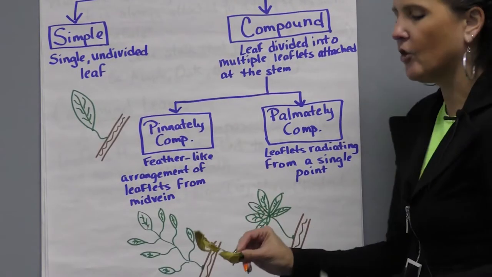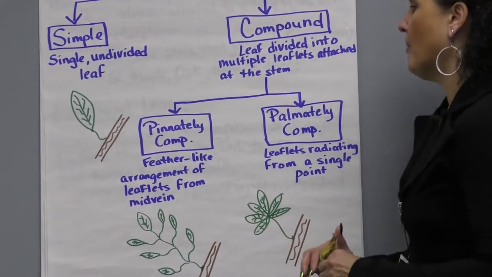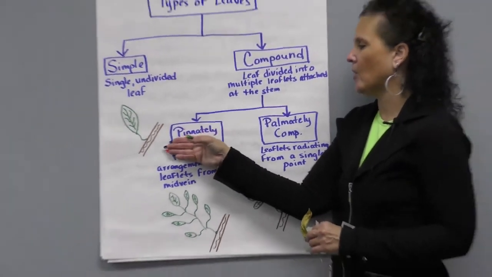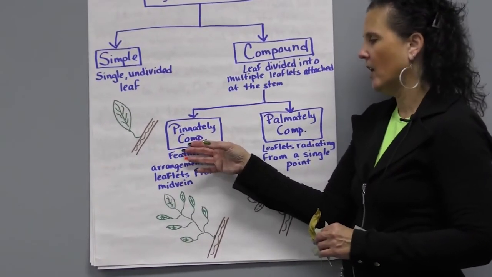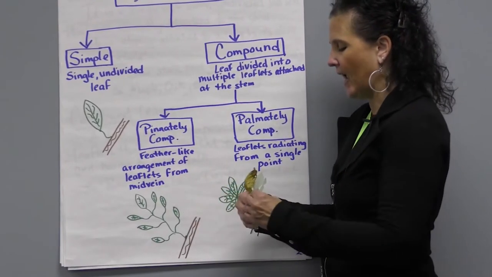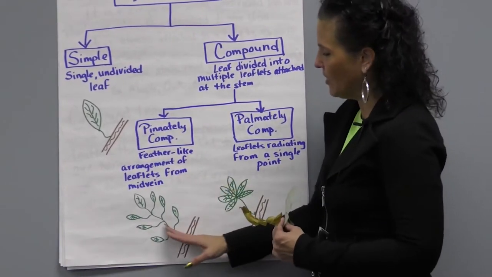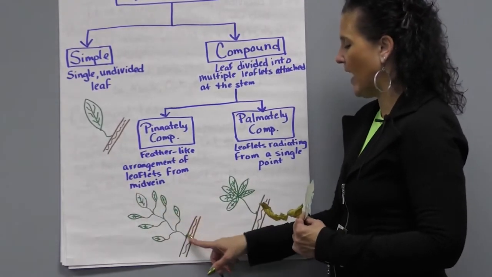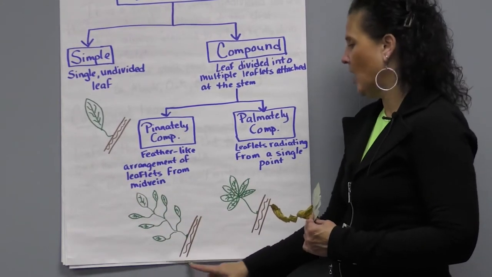But then we have to say there are two different types of compound leaves. The first type we look at are called pinnately compound. They're a feather-like arrangement of leaflets from the mid-vein. So here we have a bunch of leaflets that are attached to a mid-vein and then attached to the tree.